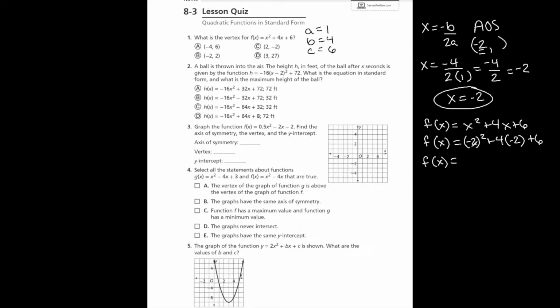Start with my exponent, negative 2 squared would be positive 4. Move on to multiplication, 4 times negative 2 is going to be negative 8. And then plus 6, and I'm going to work left to right for addition and subtraction. 4 minus 8 is negative 4, and negative 4 plus 6 would be 2. So f of x equals 2. So my vertex is going to be 2, 2, which is letter B.